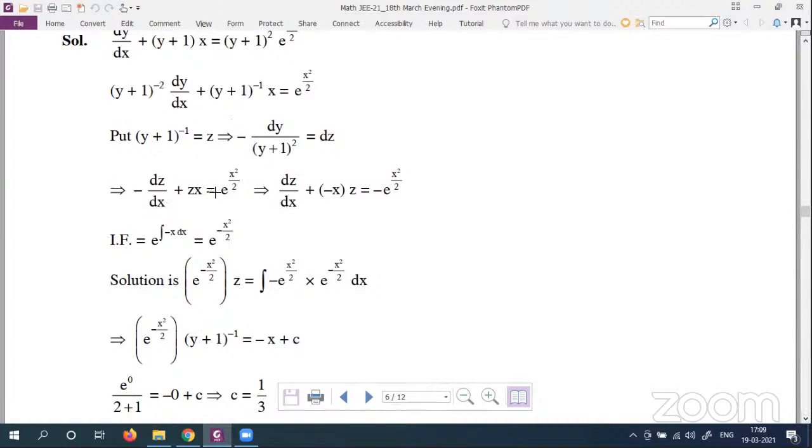Right? So we are getting a linear equation in terms of z. Now to solve this linear equation, find the integrating factor. Find the integrating factor first, applying the formula of integrating factor, and then solve the given differential equation.